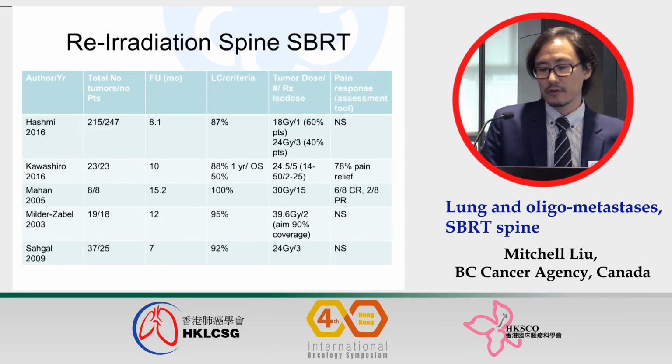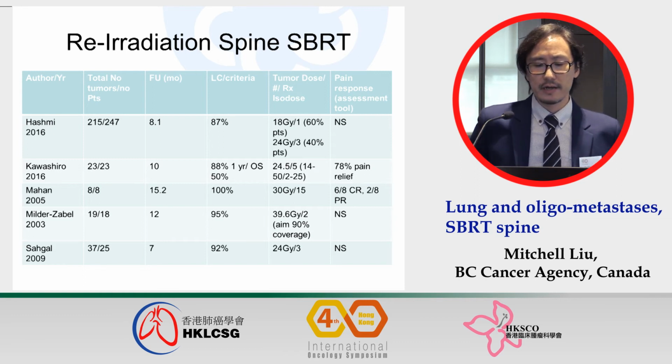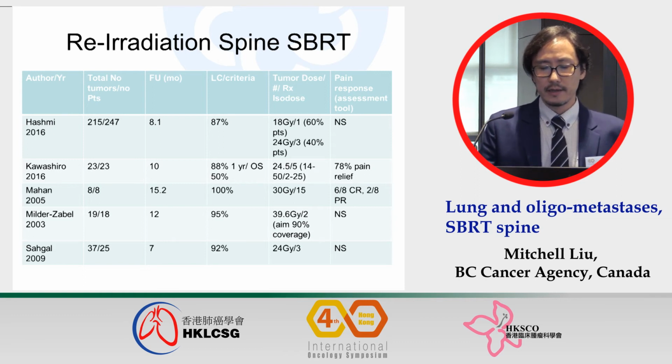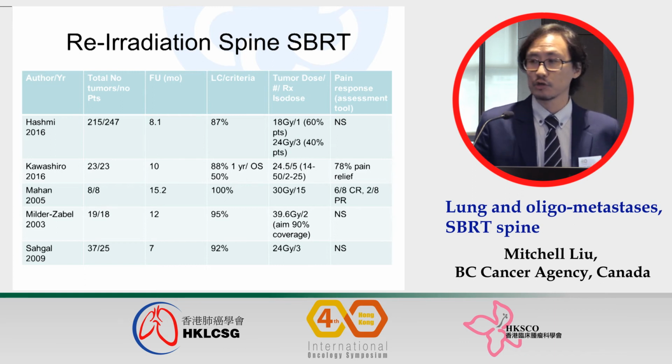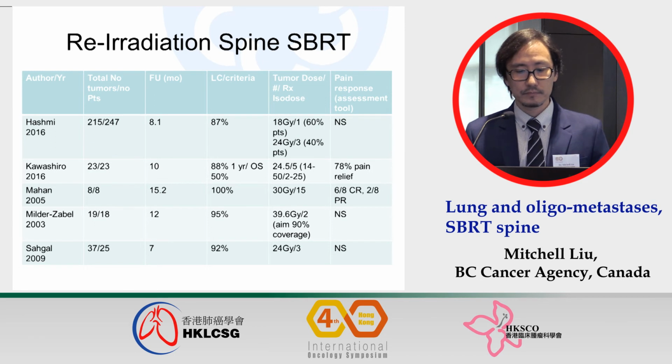The retreatment scenario, I guess, is a more common usage of spine SBRT. Again, some of these series have patients previously treated with palliative radiation treatment who then have recurrence, and then SBRT to the spine has been tried. In this scenario, again, it gives a good local control of 80 to 90%.